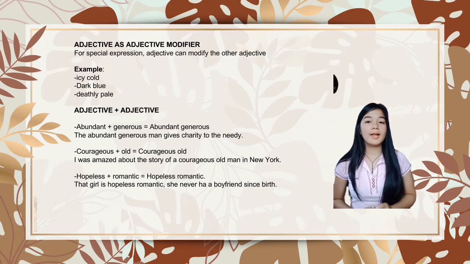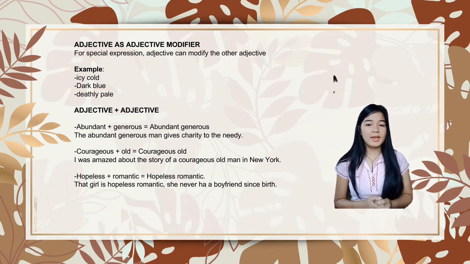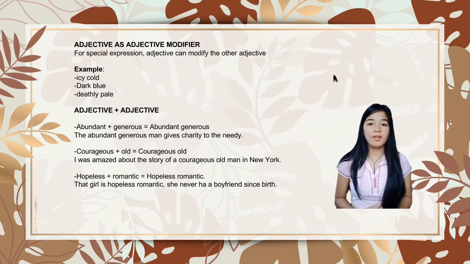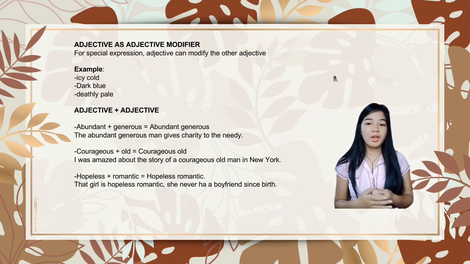Adjective as adjective modifier. For special expressions, an adjective can modify another adjective. Example, icy cold. The word icy is an adjective and the word cold is also an adjective. Another is dark blue, deathly pale. So adjective plus adjective. Examples, abundant plus generous equals abundant generous. The abundant generous man gives charity to the needy.